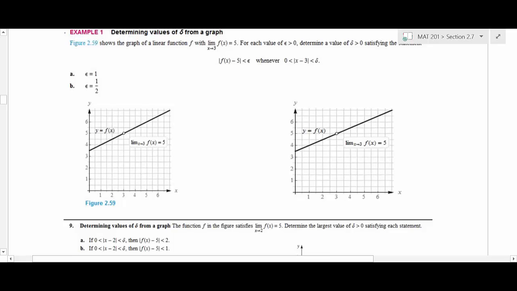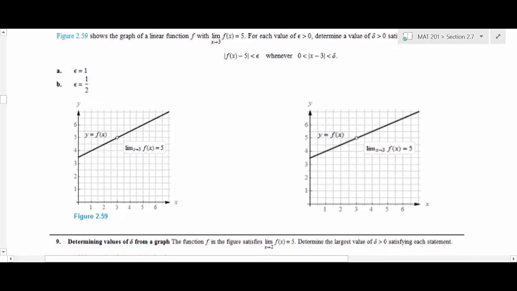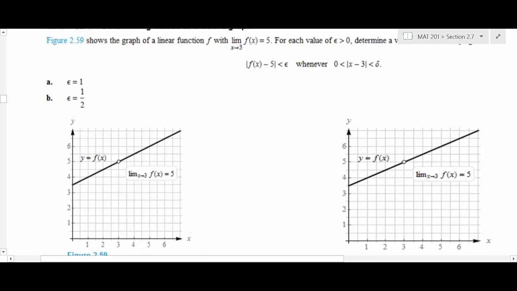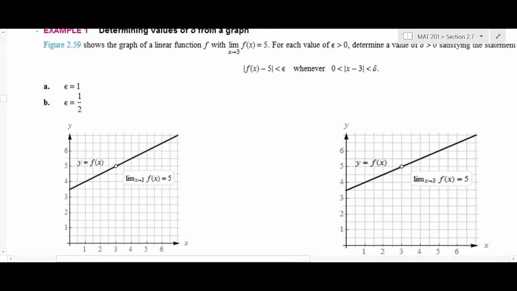Sometimes when you're learning this, it takes a little bit of time to really get a firm grasp of what's going on in this problem. So we're going to do a couple of activities that'll help you with this. The first thing on this particular problem is, we're interested in the limit as x approaches 3 of f of x is equal to 5, and we're going to do this for epsilon being equal to 1, and then again we'll repeat it for epsilon equals 1/2.